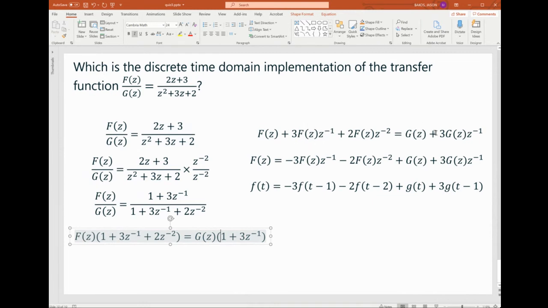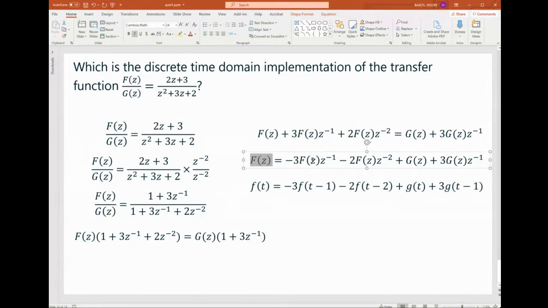And then likewise on the right-hand side, we have g of z plus 3g of z times z to the negative first power. So I'm going to take all of the f of z's that are multiplied against z to a negative exponent and move those to the right-hand side. So I'm trying to isolate f of z. And again, why? Because it's my output, right? My goal is to get this alone because I want to calculate the current sample of the output, which is f. And then all of the other terms are on the right.